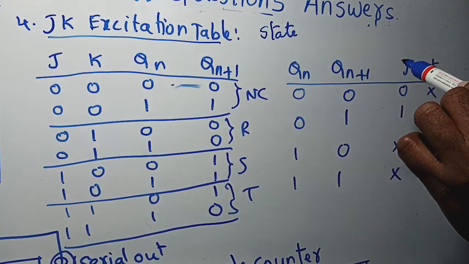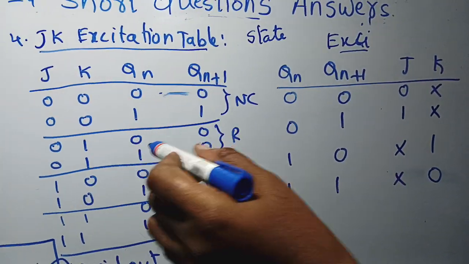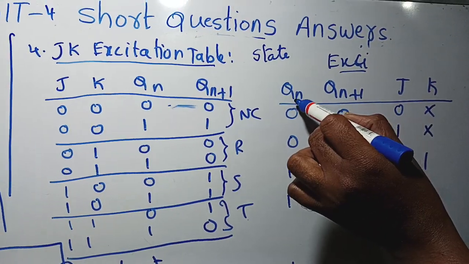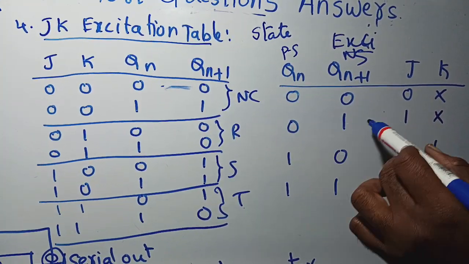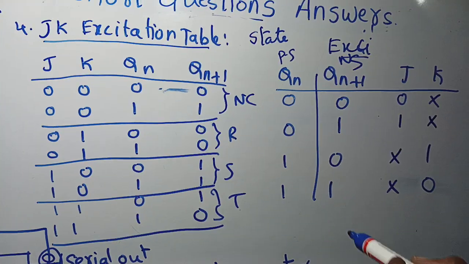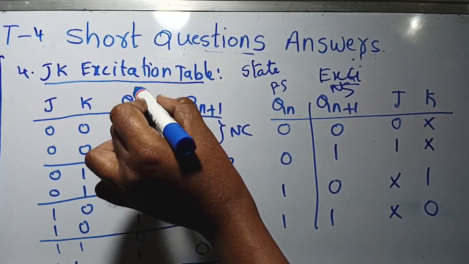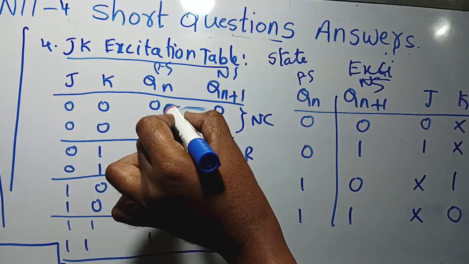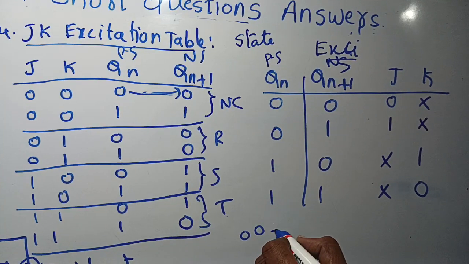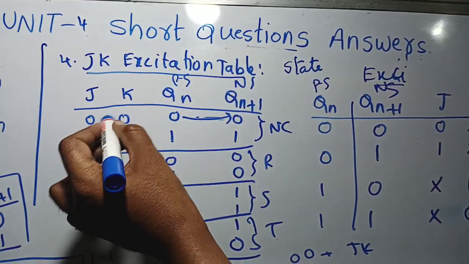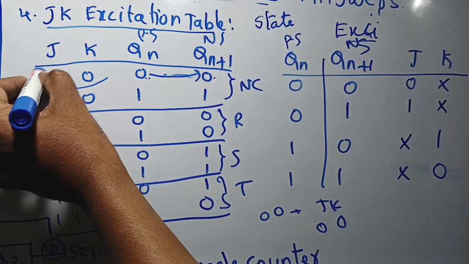How can you write the excitation table from the truth table? We are going to see the excitations from Qn to Qn plus 1, present state to next state: 0 to 0, 0 to 1, 1 to 0, 1 to 1. These are the possibilities of excitations. I am checking present state to next state. If 0 to 0, what are the corresponding JK? J value is 0, K value is 0.